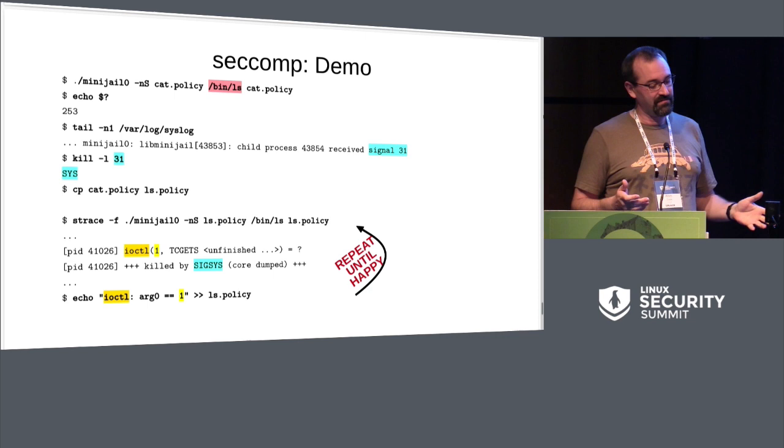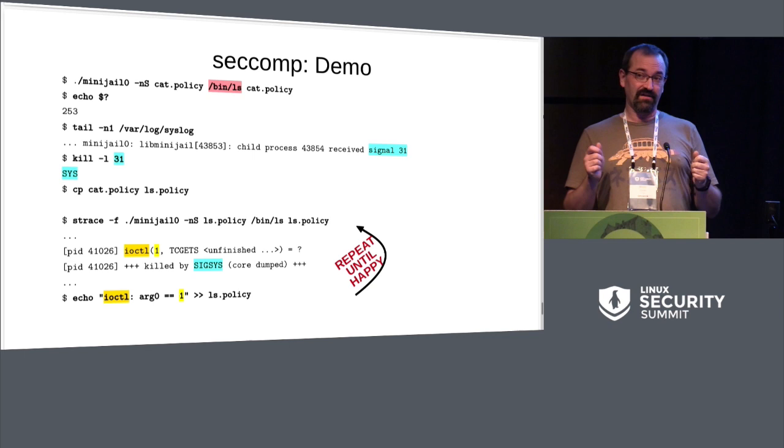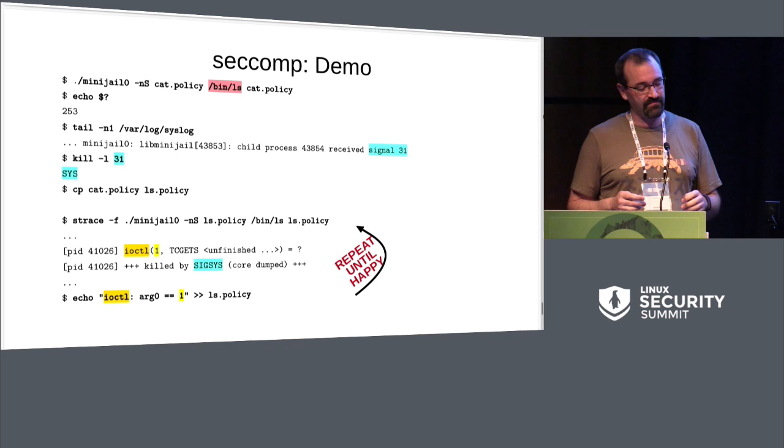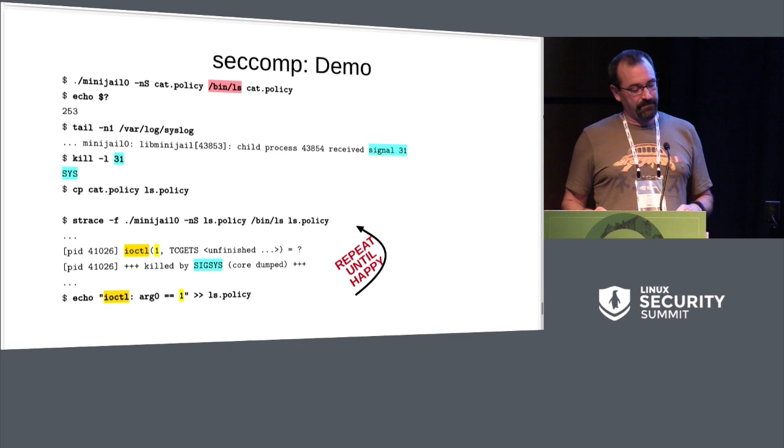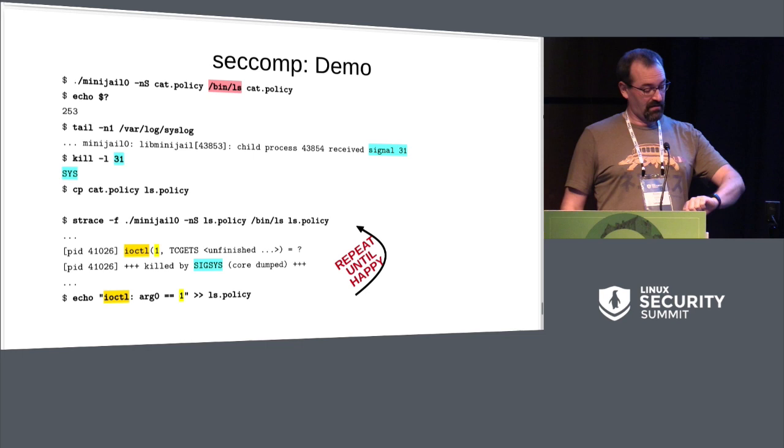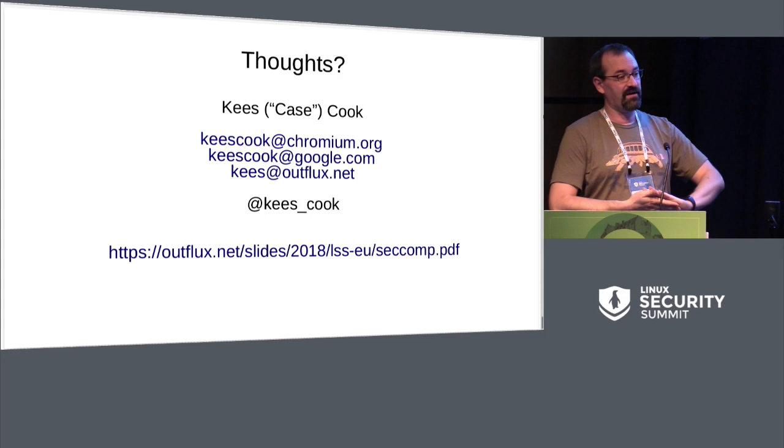And I can get fancy now and actually check arguments. I say I want the first argument to match what's here for my standard in, out. And you just repeat this cycle until you get all the syscalls that you think you're going to need for your program. This is the basic way to go through it. And that's it. Those are the three. So that catches us up on time a little bit.